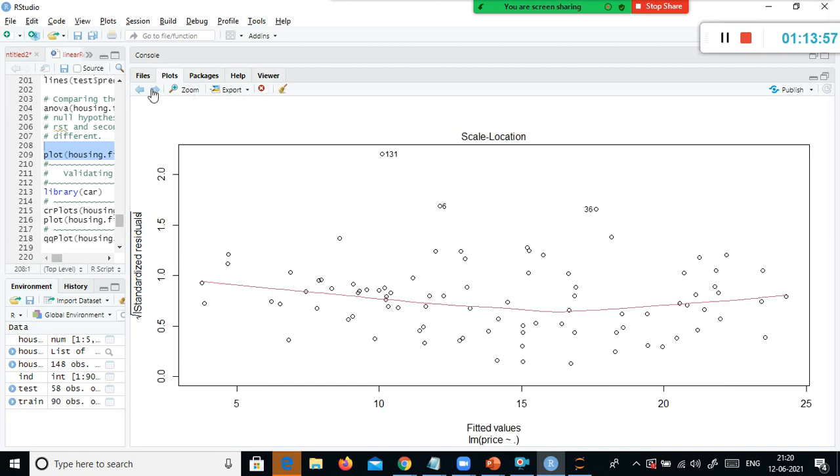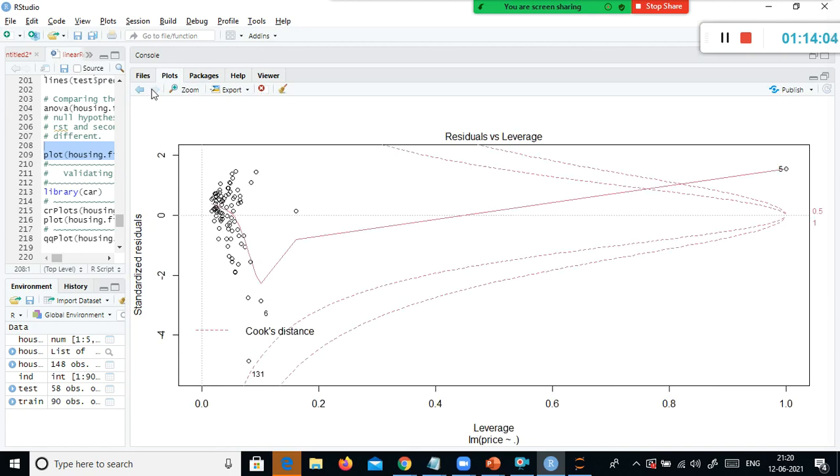And scale-location. This is for fitted versus standardized residuals. This also should be a kind of straight line, but there is a curve there. The Cook's distance shows us 131 and 5. These two, and 6. Anything above this line, so 5 and all the things.